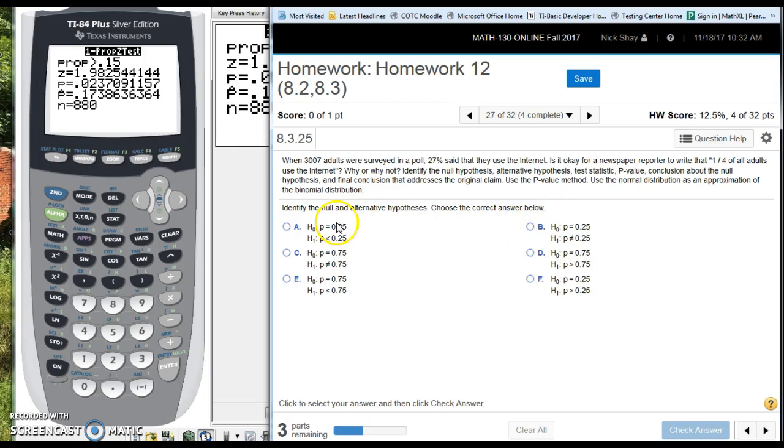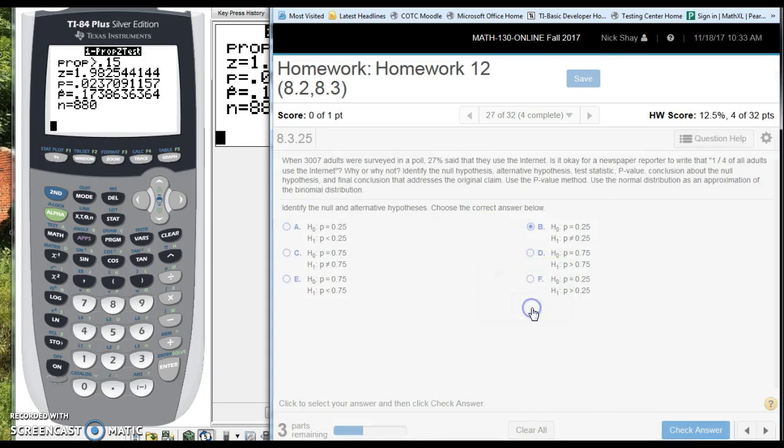So we know H0 is going to be one of the ones that has an equal sign in it. And then the alternative, if we would have had more than or less than, we would have picked one of those as H1. But the claim is that 1/4 of all adults use the internet. So the alternative hypothesis is that it's not, that 1/4 does not use the internet. We don't know if it's more than or less than. We're just saying it either is or it isn't.